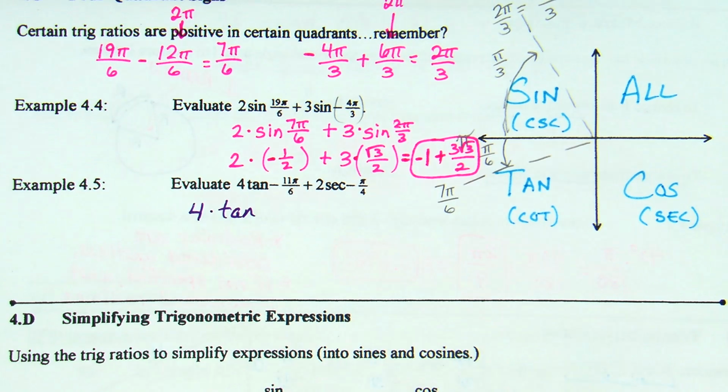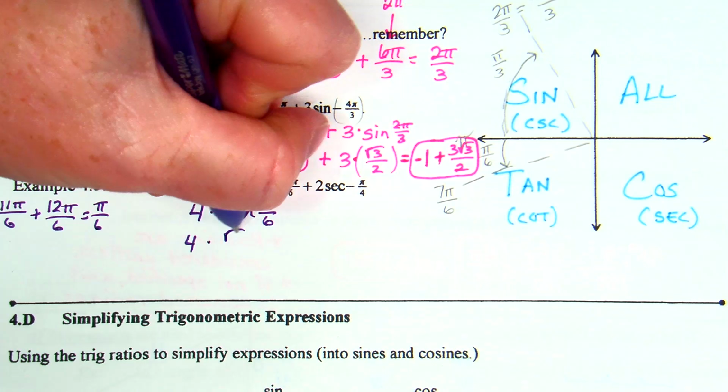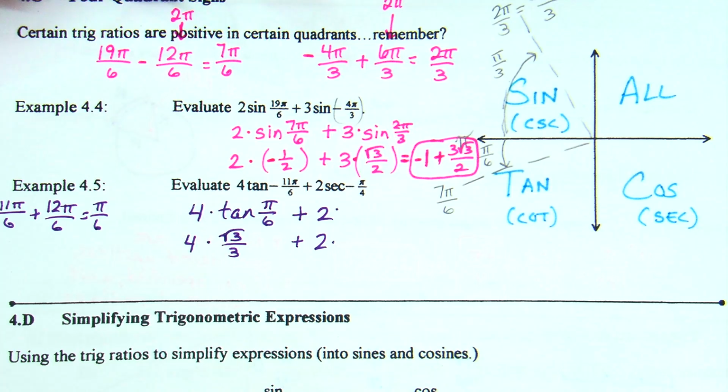So negative 11 pi over 6, if I go ahead and add 2 pi to it, you're adding 12 pi over 6, which puts us at pi over 6. Well, that'll be a nice one to do, right? 4 times the tangent of pi over 6. And what is the tangent of pi over 6? Square root of 3 over 3. So we're going to be doing 4 times square root of 3 over 3, plus 2 times the secant of negative pi over 4.